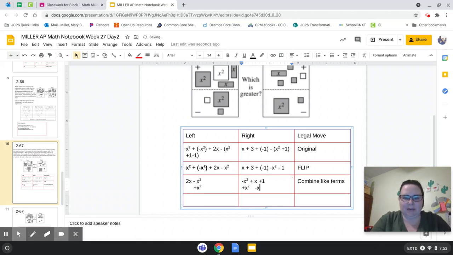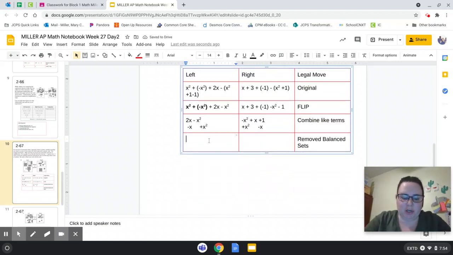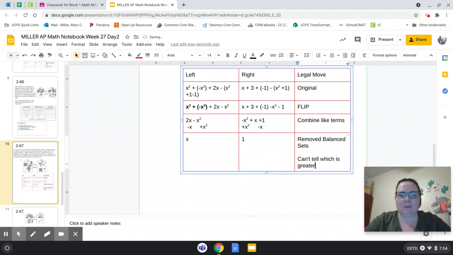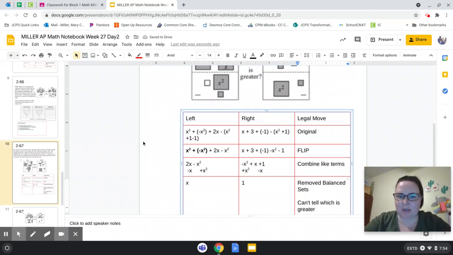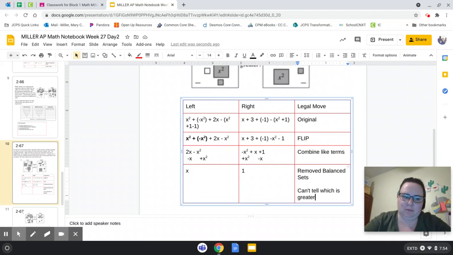So I'm going to remove an x from both sides. Remove, balanced, sets. So I'm left with just x on the left, and I'm left with just 1 on the right. So again, we still can't tell. But again, if we were solving, even though we saw these x squareds and this craziness, we could figure out what value would make them equivalent.